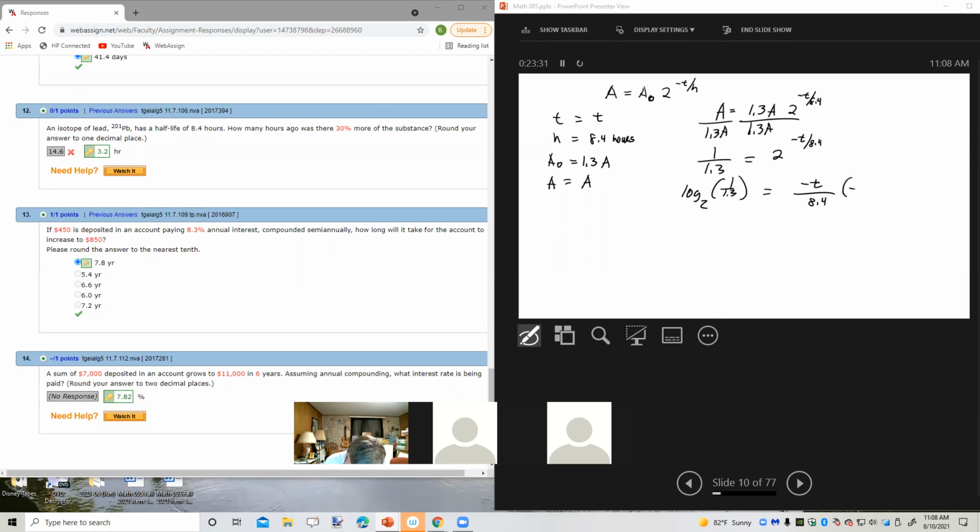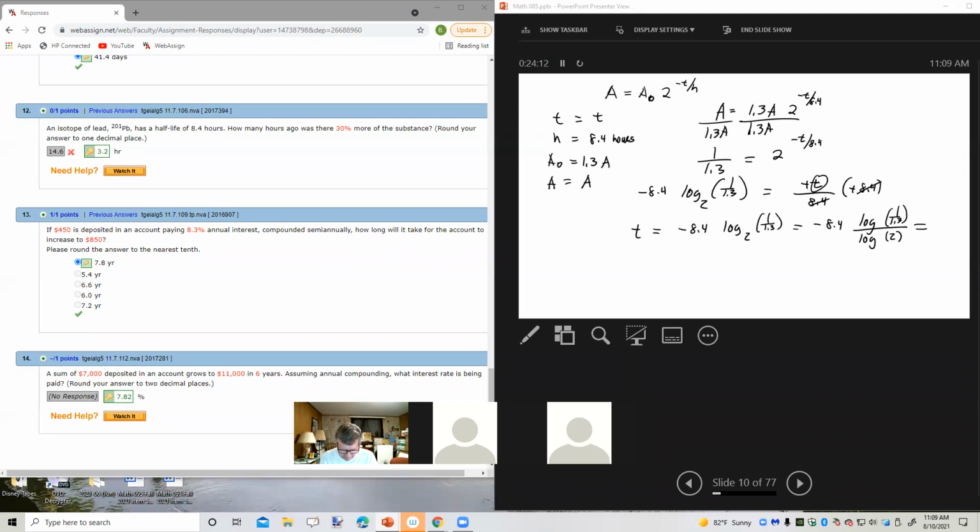I'm now going to multiply both sides by negative 8.4. So on the right side, the 8.4s and the negatives go. So I have T left on the right side. I'm going to switch that over here. So T equals negative 8.4 log base 2 of 1 over 1.3. Which is negative 8.4. I'm going to use the change of base formula. I used log base 10 of 1 over 1.3 all over log base 10 of 2. Again, any questions there?